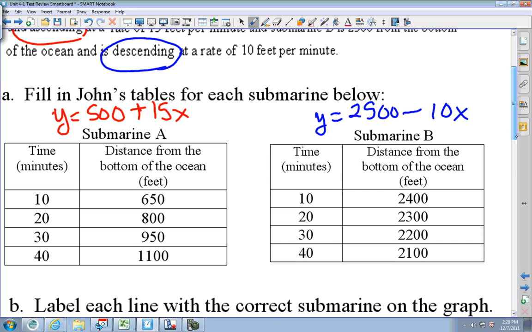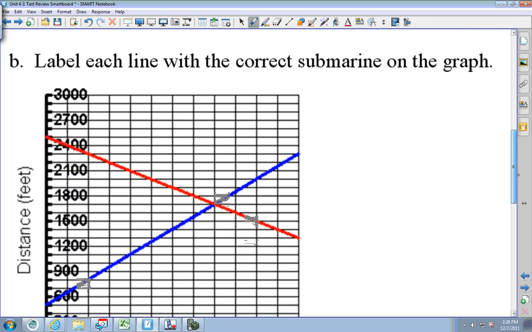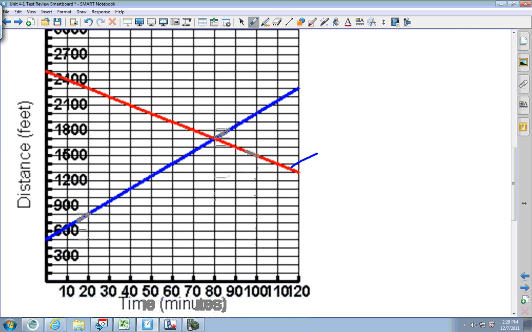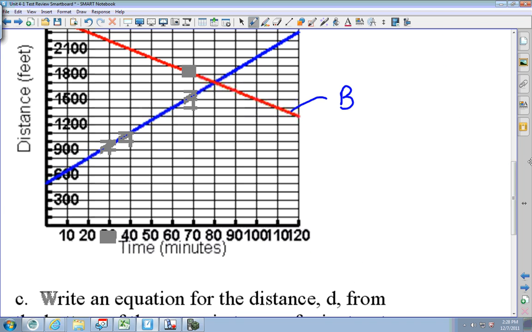Now, which one is going down? All right, I've got submarine B going down. Okay, so this one would be submarine B because it's going down. Submarine A is going up. So this line in the blue would actually be submarine A.